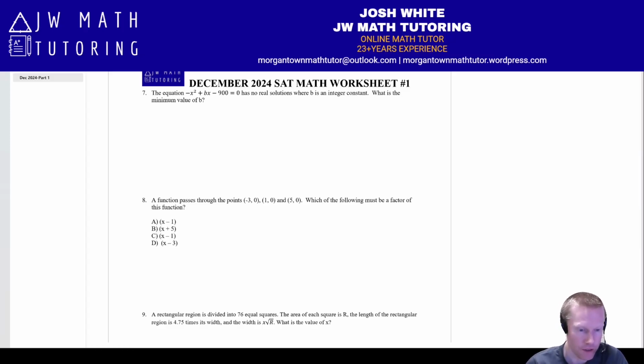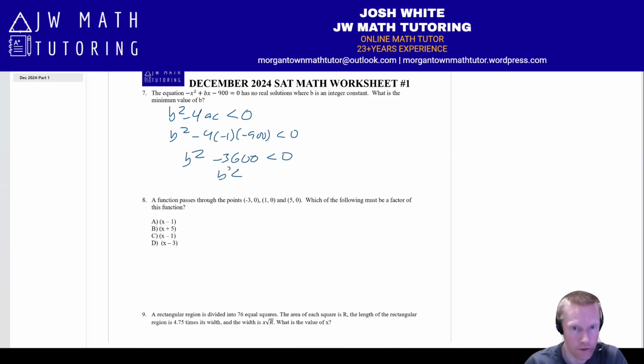So another quadratic equation here, it's talking about no real solutions. So this is kind of the opposite of the very first problem. We want to know what's the minimum value of b. So again, the traditional way to solve this would be to set up your discriminant. For no real solutions, you want it to be less than 0. So b is just b, a is -1, c is -900. This becomes b squared minus 3600 is less than 0. B squared is less than 3600.